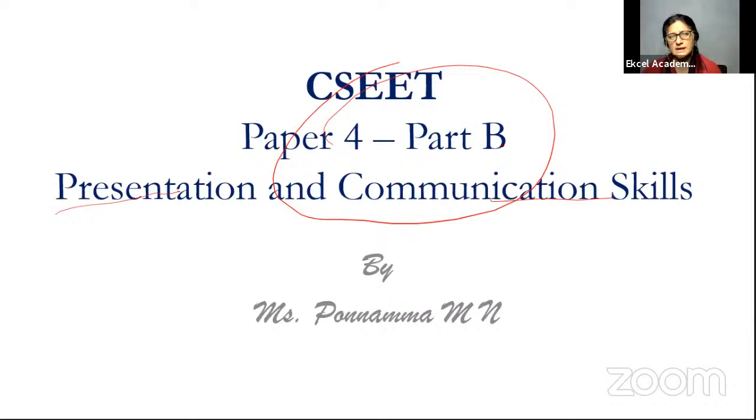And what is this presentation? People have a wrong understanding that presentation is a PPT. It need not be a PPT. Anything which is put across properly is called presentation. So in CSEET Paper 4 Part B, we'll be discussing presentation and communication skills. And as you all know, this is for 30 marks for Viva. Now, why is it important? Because you can either score all 30 or lose all 30. It's in your hands and it's not very difficult to score all 30. Let's find out how we do it.